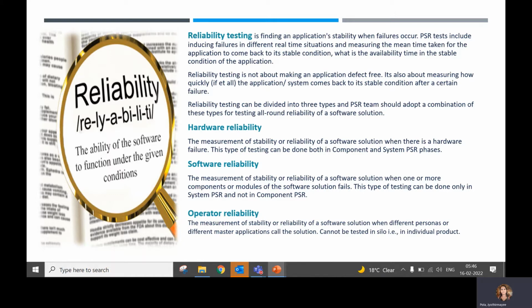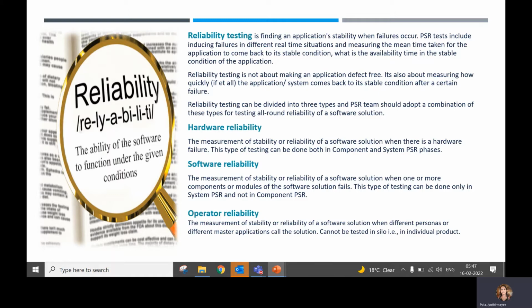So, hardware reliability. Let's talk about it. Hardware reliability is the measurement of how stable, how available, how reliable the application or the product is when there is a hardware failure, which means the software, the network, the OS, and everything else is stable and there are no issues, and one of the hardware components fails. In different situations, different types of hardware fail, but when the hardware fails and it bounces back, how reliable my product is, is hardware reliability.